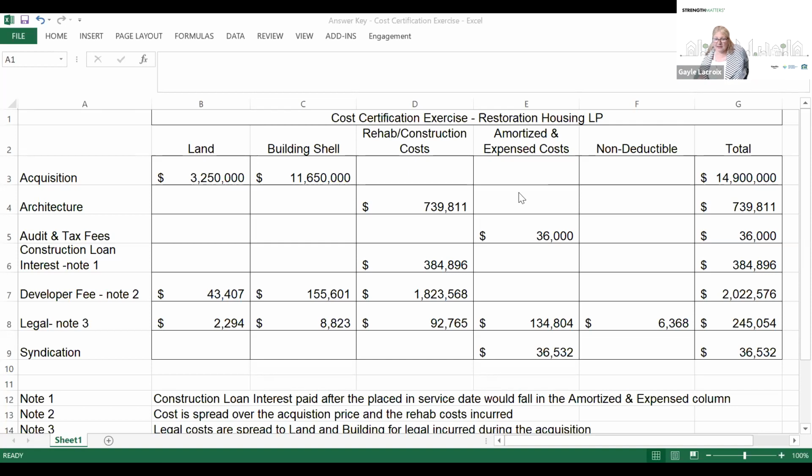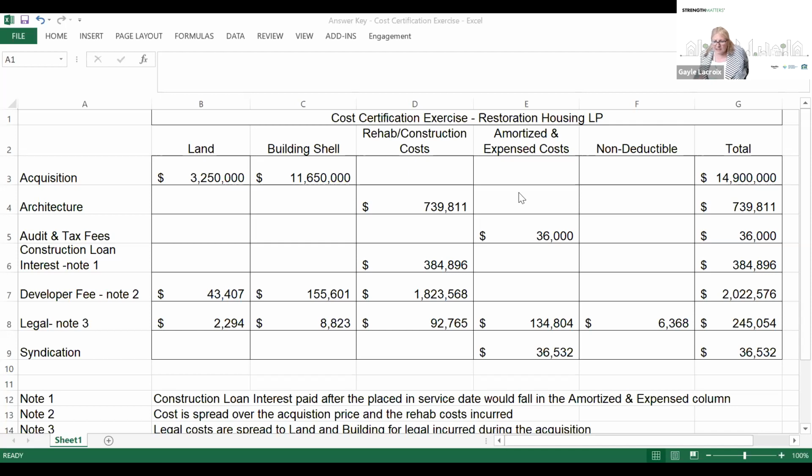So there you see our legal fees spread across acquisition, across rehab, and then amortized and expensed. Some of the legal fees are amortized or expensed, and some are non-deductible. So that's the category that's usually the stickiest. So if you take a look, you'll see that.